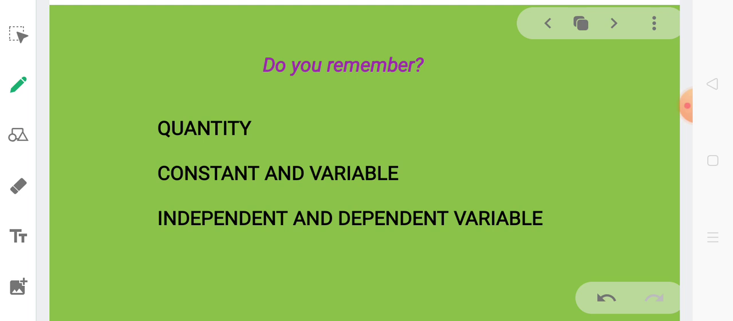Now, do you remember what is quantity? Quantity is anything that can be measured: constant and variable. A quantity whose value does not change during mathematical operations is called a constant. For example, pi, exponential e, fractions. On the other hand, a quantity which can take up different values during mathematical operations is called a variable. We can use different alphabets, different symbols for denoting variables.